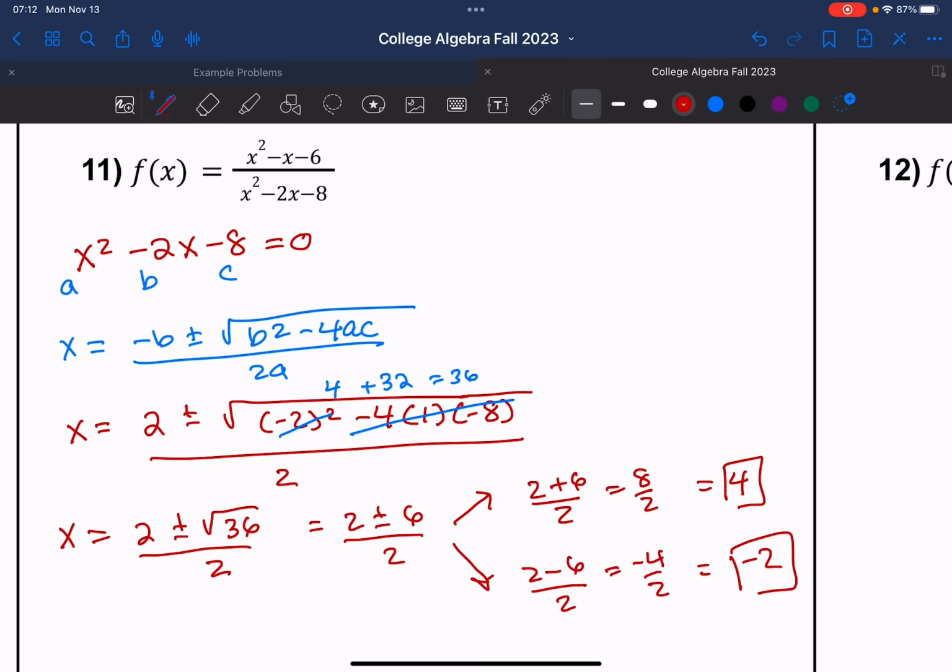Anytime it does not work, then that means your answer is just going to be what? Does not exist. Yeah, does not exist or no solution. Okay.